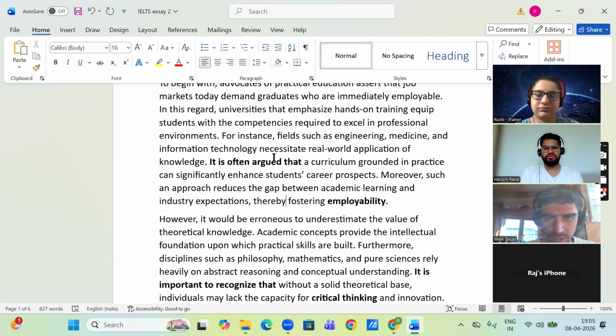It is often argued that a curriculum grounded in practice can significantly enhance students' career prospects. Moreover, such an approach reduces the gap between academic learning and industry expectations, thereby fostering employability. Very nice. You're also reading much better than what you read yesterday. I'm happy to see in one day you're sounding so different.